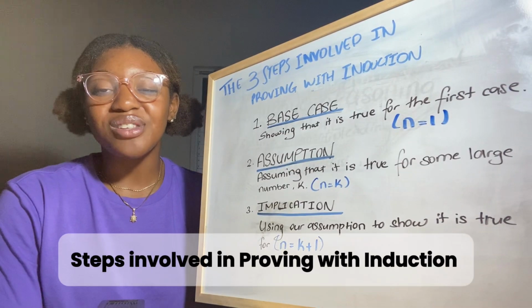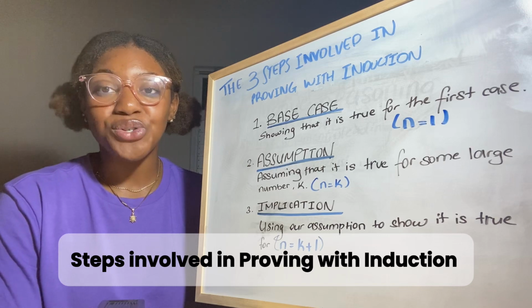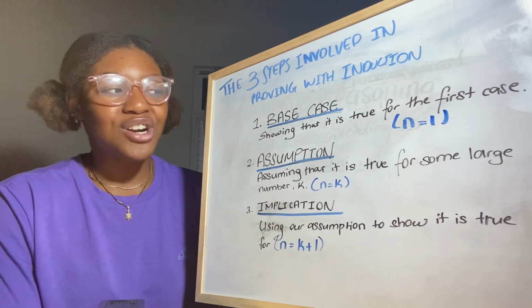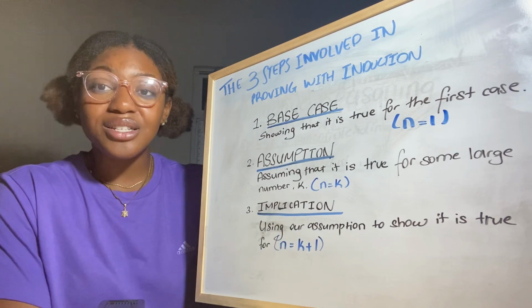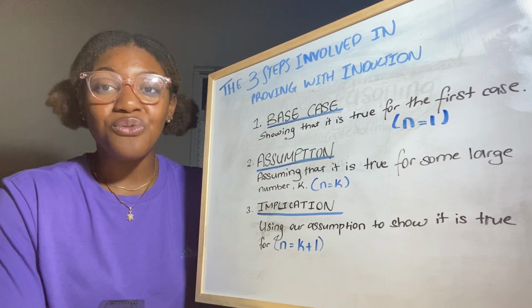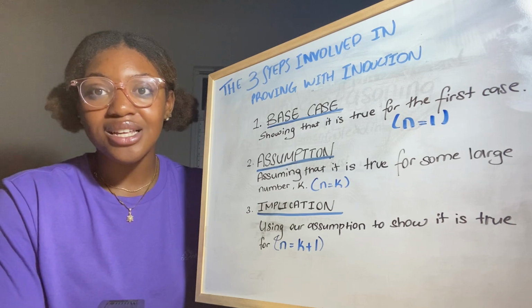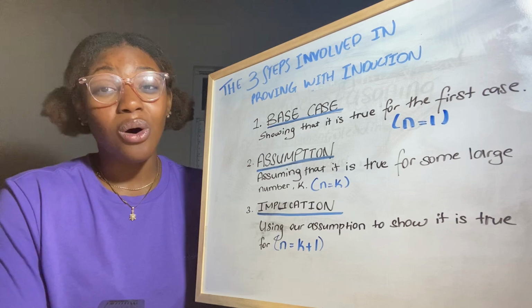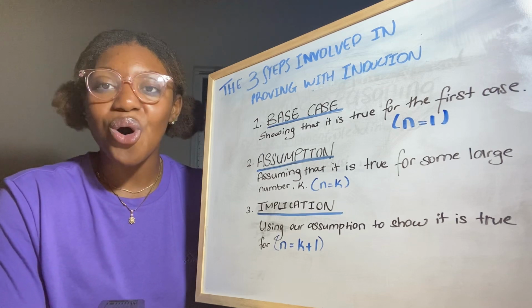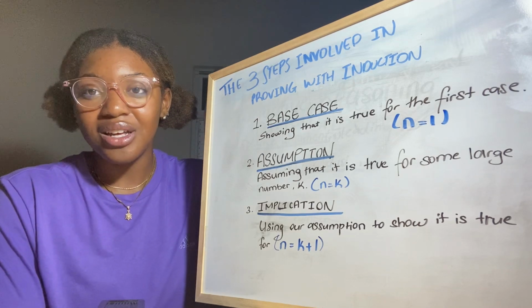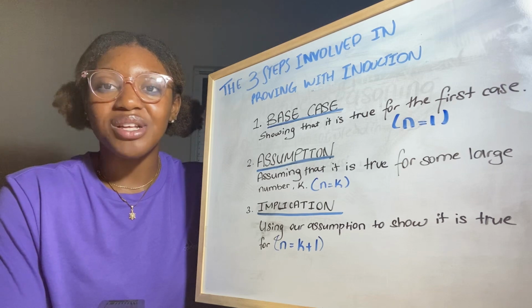There's 3 steps involved in proving that a statement is true using induction. Our first step is the base case. This is where we're showing that the statement is true for the first case. Usually it's n equal 1. However, it doesn't always have to be n equal 1. It all depends on what the statement says.